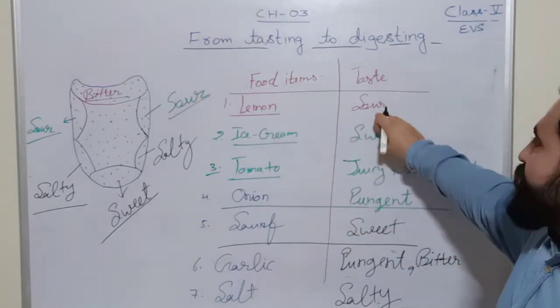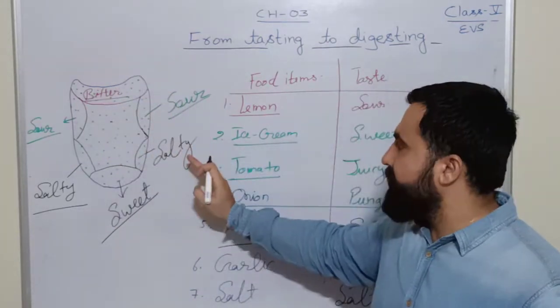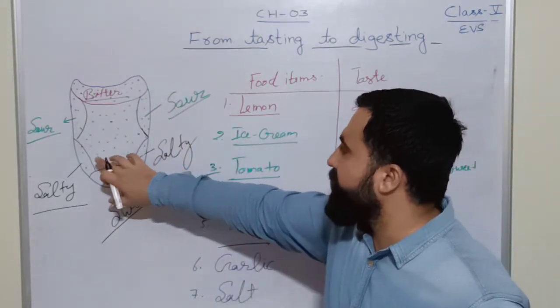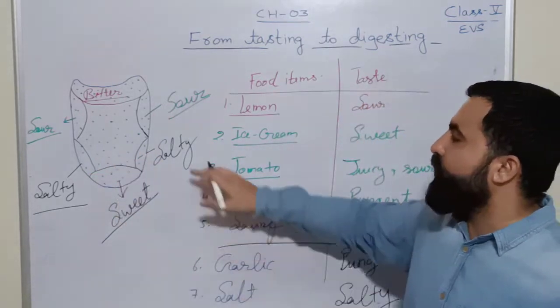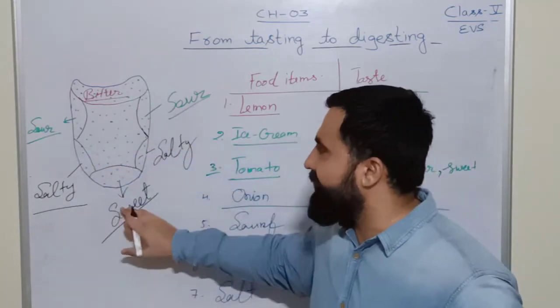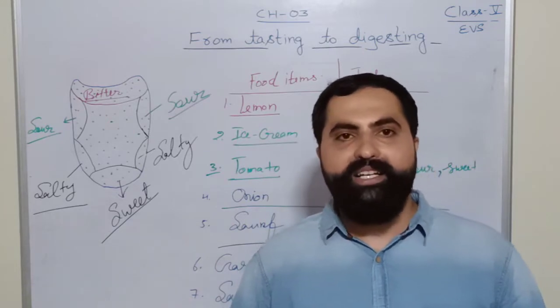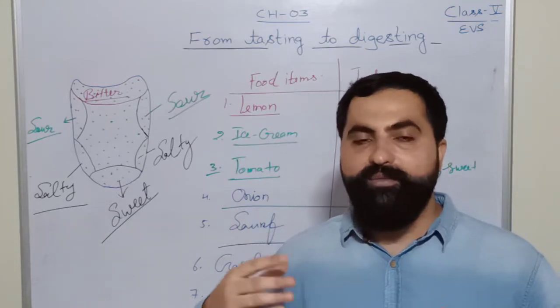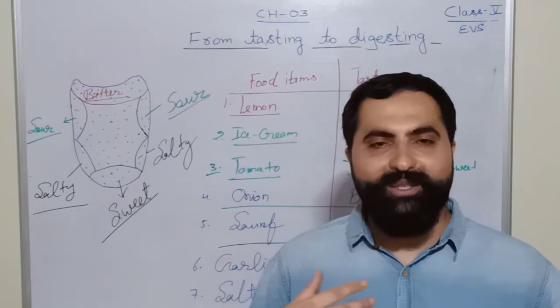You can see that we can identify sour in the tongue circle. Sour is responsible for this part of the tongue. Sorry, this part of the tongue is sour, that is salty, that is sweet, and that is bitter. Now we will come to the second activity, what kind of sound we make when we drink some item, that we will do now.